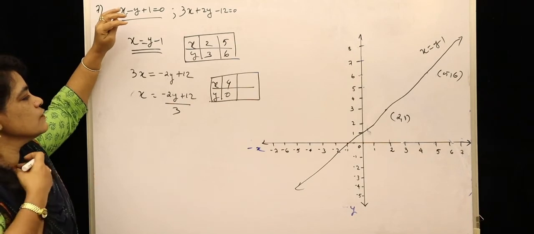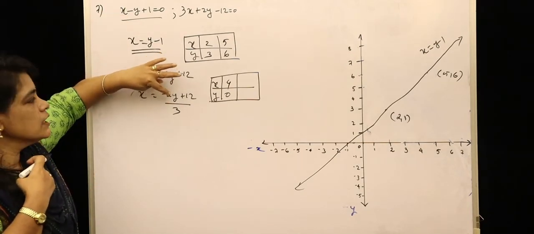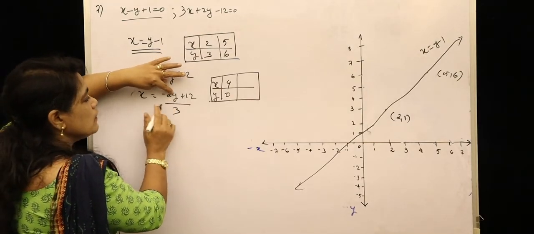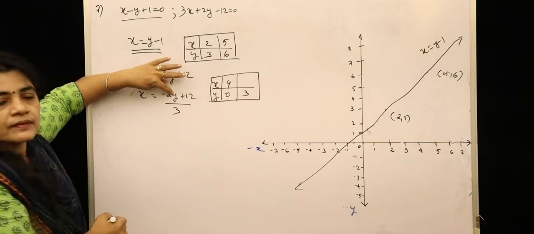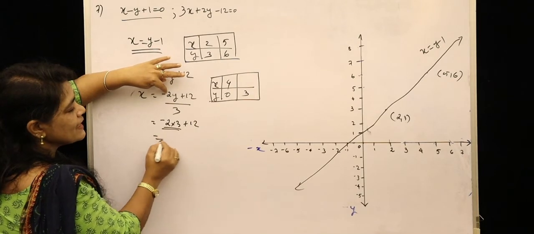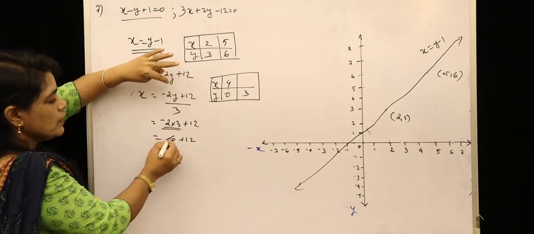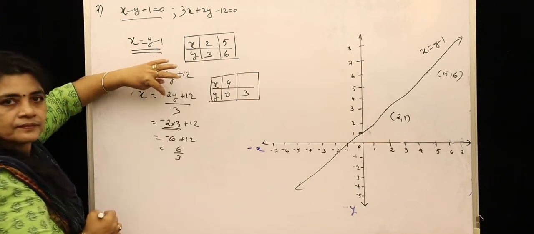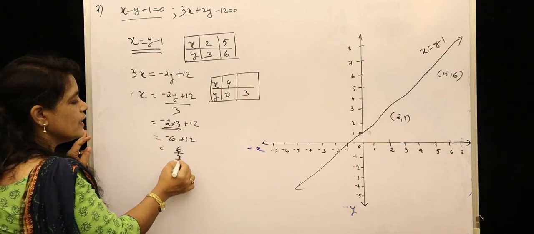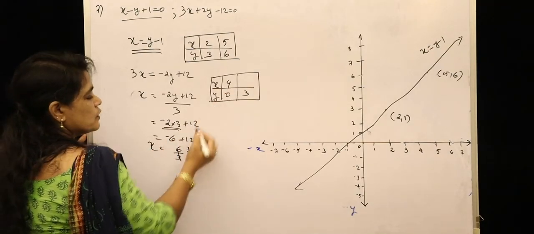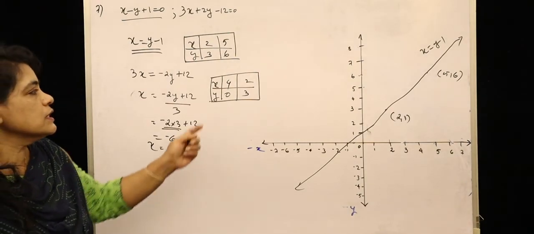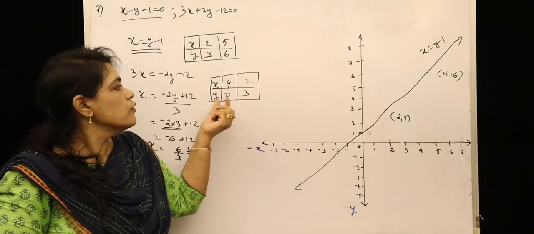In the next case we need a multiple of 3, right? So if I take y equal to 3, what happens? See children, negative 2 into 3 plus 12, that is negative 6 plus 12, which is 6, and the denominator is 3. So you will get x as 2. Using these values we can plot the graph for the second line.